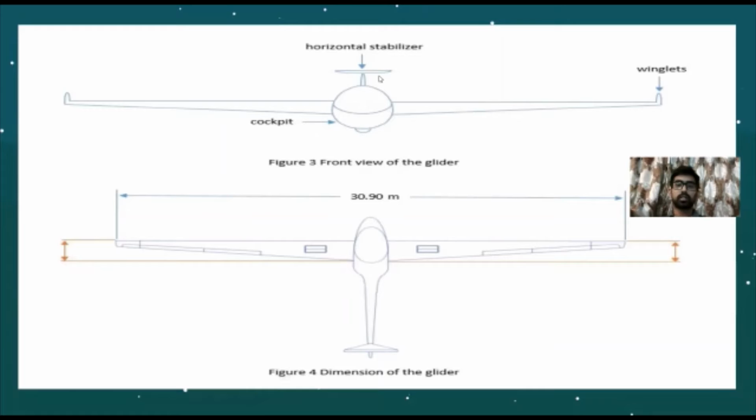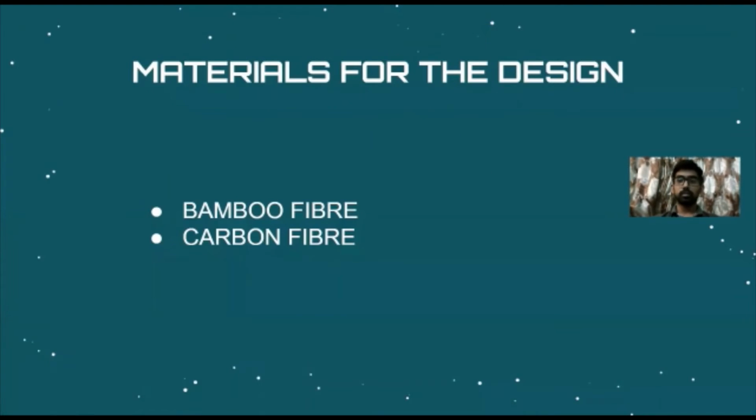This is the front view. We can see the horizontal stabilizer, the cockpit, and the winglets. The winglets help us to reduce the drag. Actually, the whole glider design is made by the manufacturer so that it's aerodynamic and the drag force is decreased. But the specialty of our design is the materials that we have used, which include bamboo fiber.